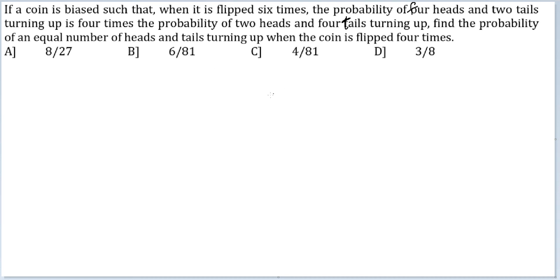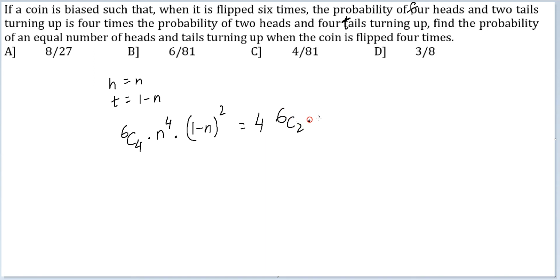Okay, so let the probability of getting a head be equal to n. So the probability of getting a tail would be equal to 1 minus n. So 4 heads and 2 tails would be given by 6c4 n raised to the power 4 and 1 minus n raised to the power 2, and this is equal to 4 times the probability of 2 heads, so 6c2 into n square into 1 minus n raised to the power 4.